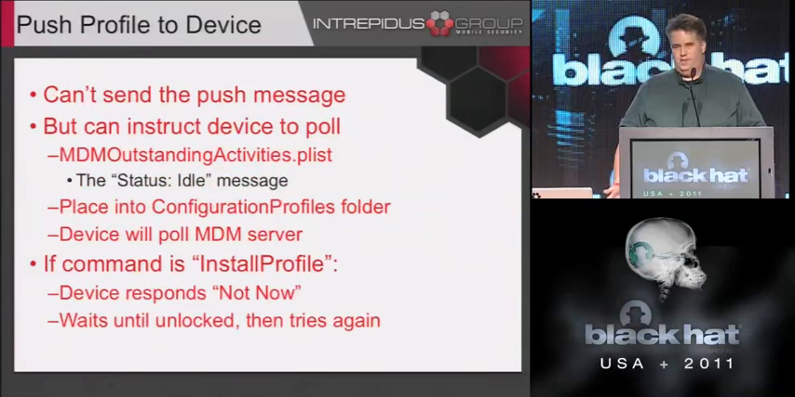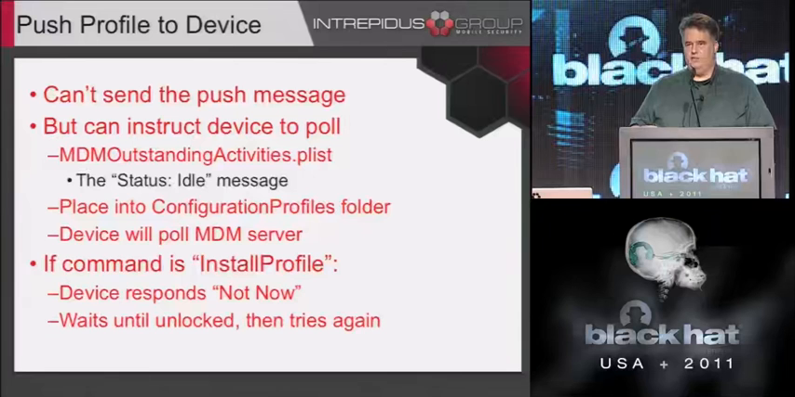But because we can't forge APNS, we can't push to it. There is a way to make the device pull. I mentioned you can't install a profile when it's locked. If you try to install a profile when it's locked, the device sends back a response to the server. Instead of status idle or status acknowledged, it says status not now. It says, I can't do that right now.